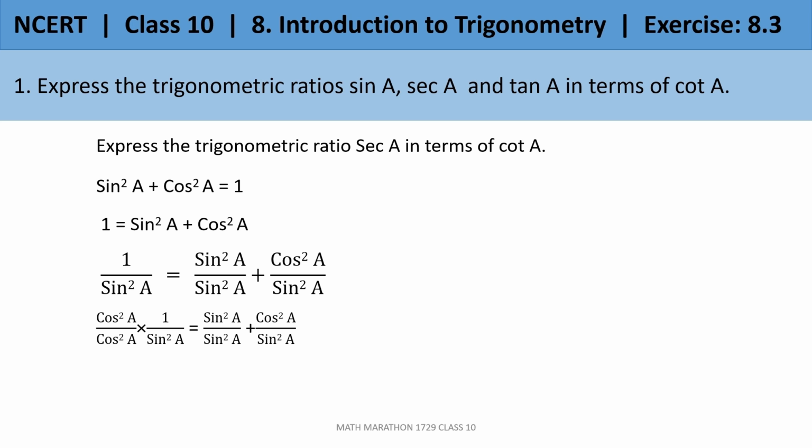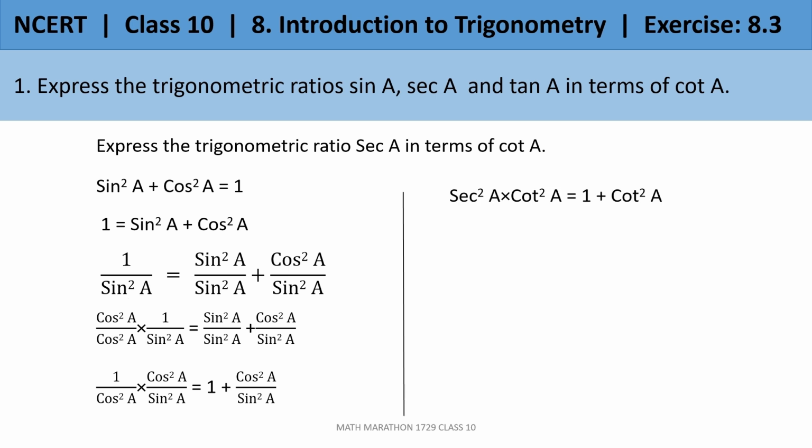Cos square A by cos square A multiplied by 1 by sin square A is equal to sin square A by sin square A plus cos square A by sin square A. We can switch places of cos square A and 1. 1 by cos square A multiplied by cos square A by sin square A is equal to (1 plus cos square A) by sin square A. We know that 1 by cos square A is secant square A. Also, we know that cos square A by sin square A is cot square A.